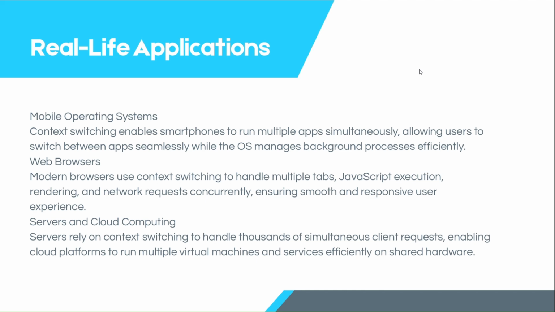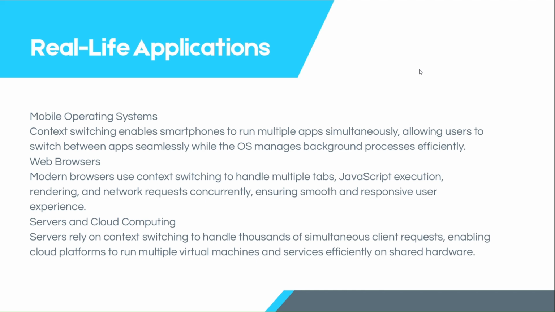Another important application is online gaming. Modern games perform many activities at the same time. They process graphics, detect keyboard and mouse input, play background music, communicate with online servers, and calculate game physics. These tasks are handled by different processes and threads. Context switching allows the operating system to manage all these activities efficiently, providing a smooth game experience without noticeable delays.